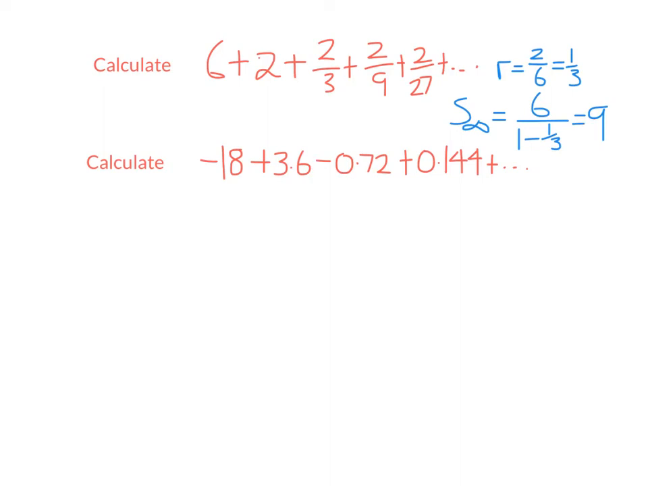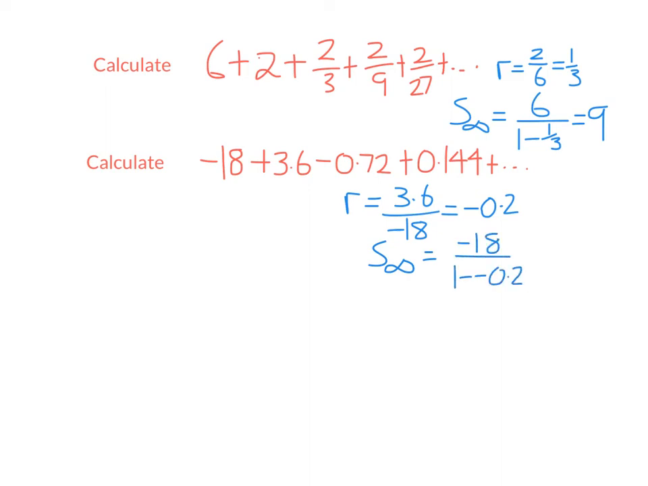So let's do the second one here. This one has a limiting sum because r, the common ratio, 3.6 over minus 18, is equal to minus 0.2 or minus 1/5. This number's between minus 1 and 1, so I can calculate the sum of infinitely many terms. It will just be a over 1 minus r. So I need 2 minuses here. So using the calculator, we get minus 15.